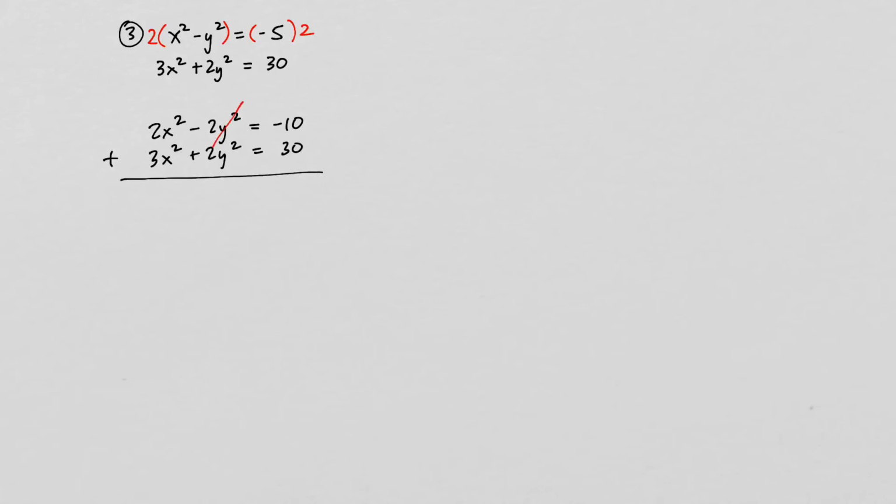And what happens, of course, is these cancel out. We have 5x squared and negative 10 plus 30 is 20. And then we can divide both sides by 5. That gives us x squared is equal to 4. And by taking the square root of both sides, we get x equals positive or negative 2. Okay? Now from there, we have to find the corresponding y values. So we're going to take x equals positive 2 and x equals negative 2 and plug those into one of the original equations and solve for the other variable.